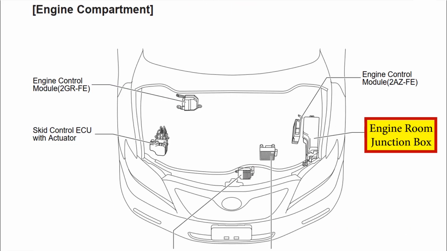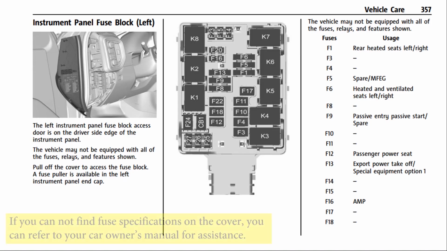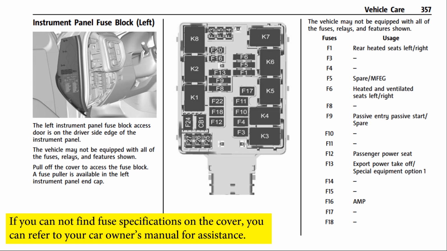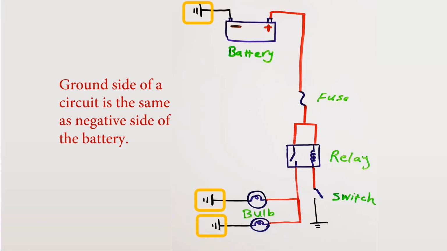Also, you can find relays or fuses outside of these boxes near the consumers, like some air conditioning systems or radiator fans. But if they are contained in a box, usually their usage and rating are marked on the cover of that box. Now I want to talk about the negative side of the connections, or the ground side of the circuits.